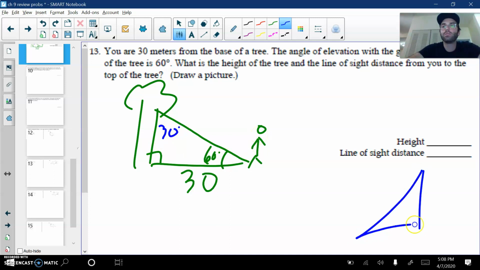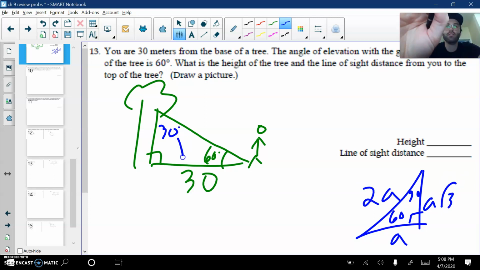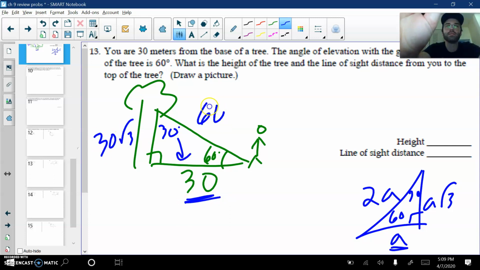30, 60, 90 triangle. Remember, A, A root 3, and 2A. Since this is my 30-degree angle, that means this is my A. That makes this side 30 root 3, and that makes this 60. So what is the height of the tree? 30 root 3 meters. And the line of sight distance is 60 meters.